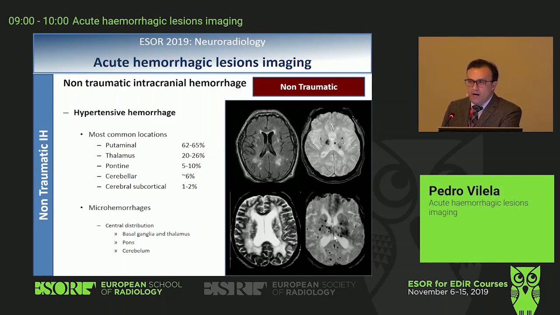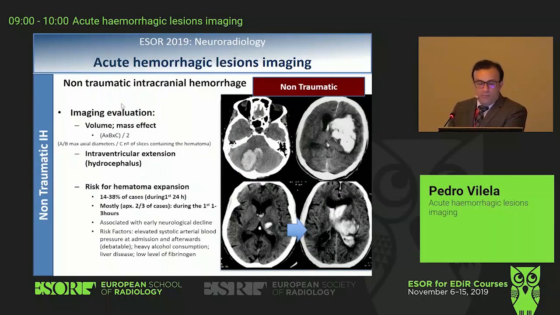When you do MR, and this is not acute hemorrhage but old hemorrhage, you may see the microhemorrhages that you only see on MR. The typical thing about hypertensive disease is that it affects central locations, such as the basal ganglia, thalamus, and brainstem. Of course, you may also have subcortical, but if you only have subcortical microbleeds, you are going to think about amyloid angiopathy.